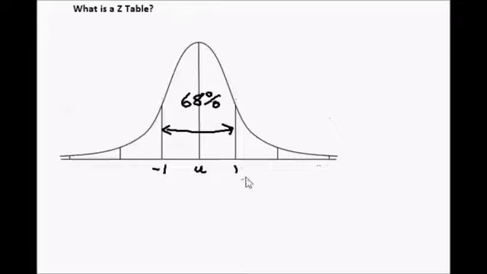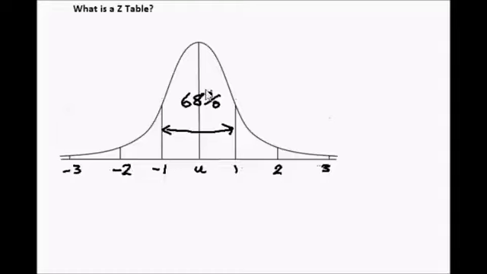Now a z-score is exactly the same as a standard deviation. So a z-score of 1 would be in the same place as a standard deviation of 1. Here's a z-score of 2, a z-score of 3, -2, and -3. So you can see that these are the same as standard deviations.